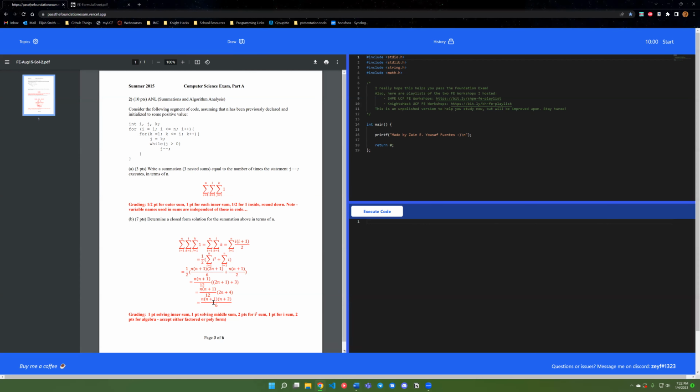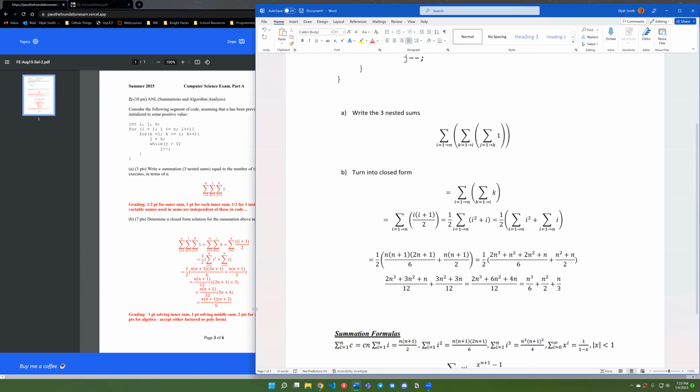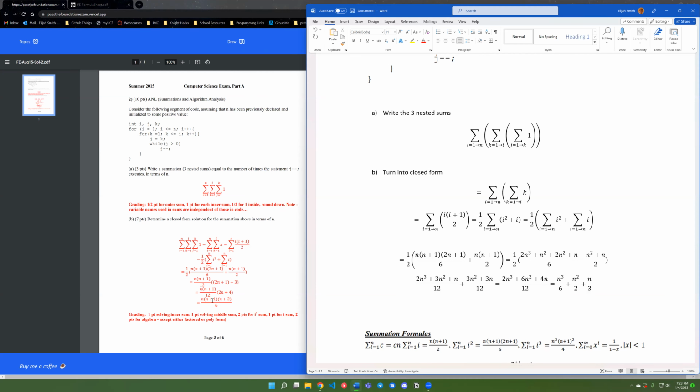So they went and kept it a little bit more closed. If we multiply this out, this is n cubed divided by 6, which is what we have. And then 2n squared plus n squared, which should be 3n squared divided by 6. So that's n squared divided by 2. And then n, so it'd be 2n divided by 6, so n divided by 3. Okay, so this simplifies to what we have here, which means that we are correct.